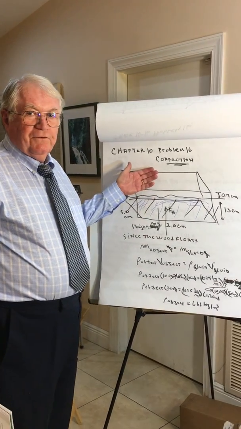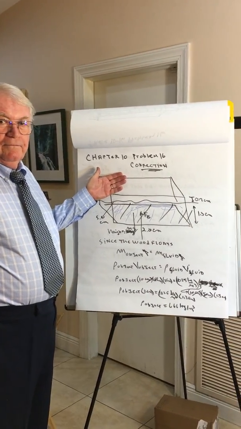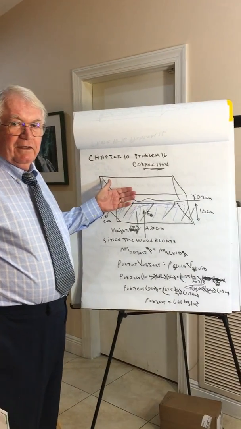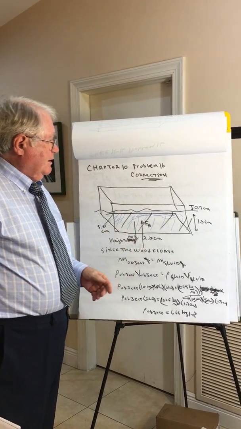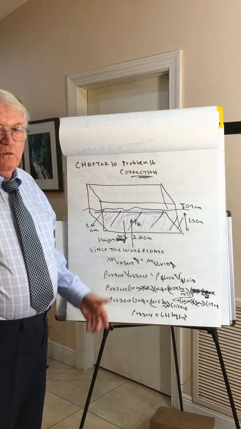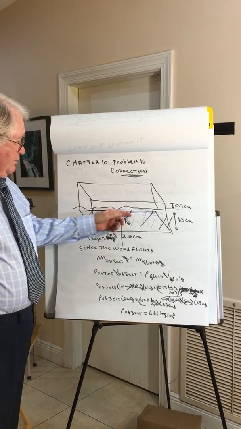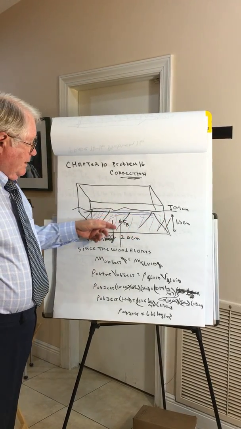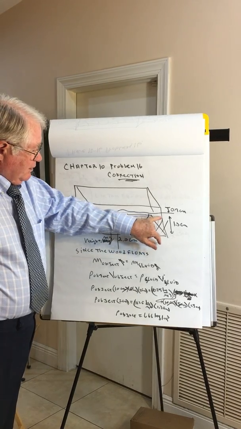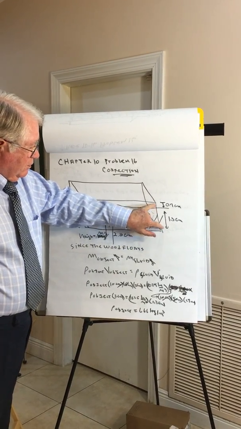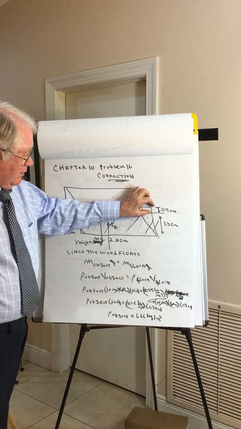There's a correction for the previous problem. Sorry, I made a mistake, so I had to go back and do it again. This is a piece of wood floating in water. So the blue stuff here, that's the water, and most of the wood is below the water, a little bit is above the water, as you can see right there.